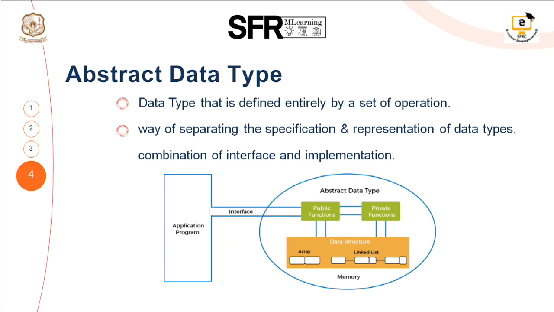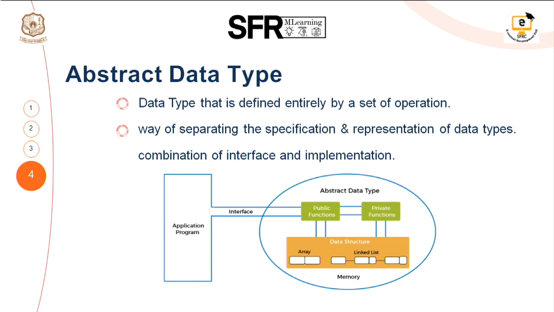The interface defines the logical properties of the ADT and especially the signatures of its operations. The implementation defines the representation of the data structure and the algorithms that implement the operations. An abstract data type encapsulates data and functions into a named data type. It is similar to a structure in C, but in structures we can't include a function. In this we can include a function.